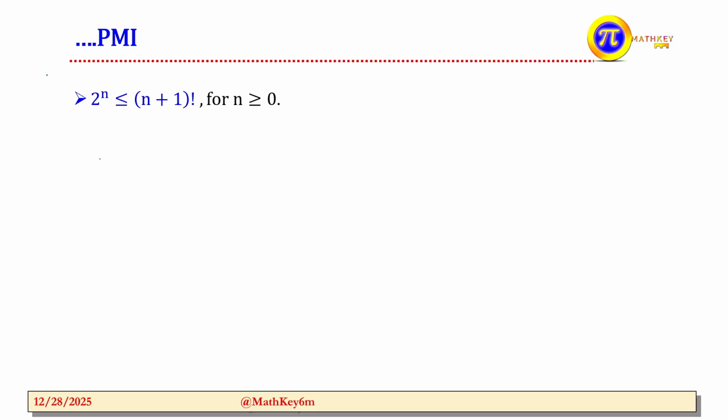It says that 2 to the power of n is less than or equal to n plus 1 factorial for n greater than or equal to 0. Now first check for n equals 0.